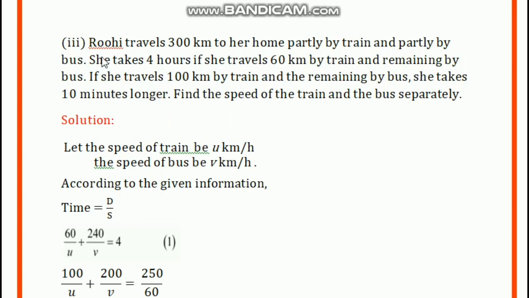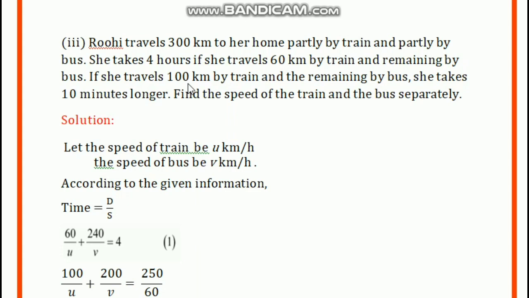Students, let's discuss exercise 3.6, second Roman, third question. Rohit travels 300 km to her home, partly by train and partly by bus. She takes 4 hours if she travels 60 km by train and the remaining by bus. So totally she takes 4 hours. 60 km by train and the remaining by bus. So what is the remaining? 240 km by bus.